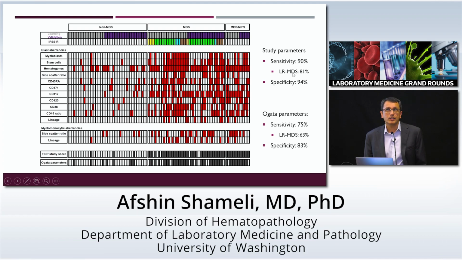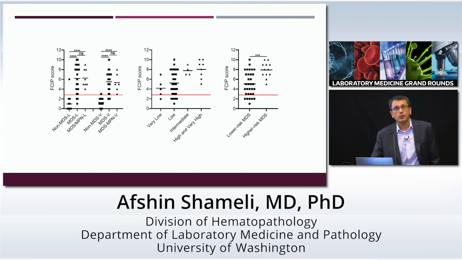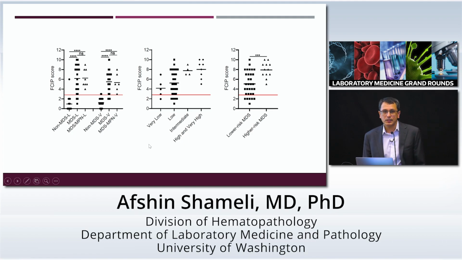Overall, the sensitivity was 90%, with low-risk MDS sensitivity of 81%, with a specificity of 94%. As compared to Ogata parameters, you can see that when we use Ogata parameters, the sensitivity and specificity is much lower compared to the study parameters. And one more comment that I have here was that the scoring system appeared to have a correlation with IPSS prognostic risk group, as the IPSS score was increasing, there was an increase in the flow cytometry score, meaning that higher scores are likely associated with worse prognosis.